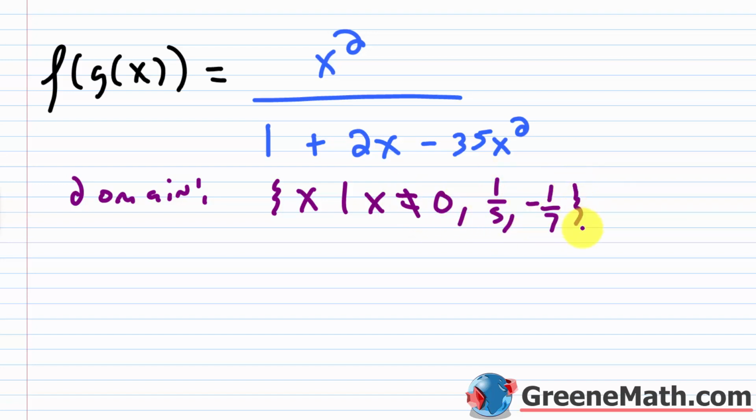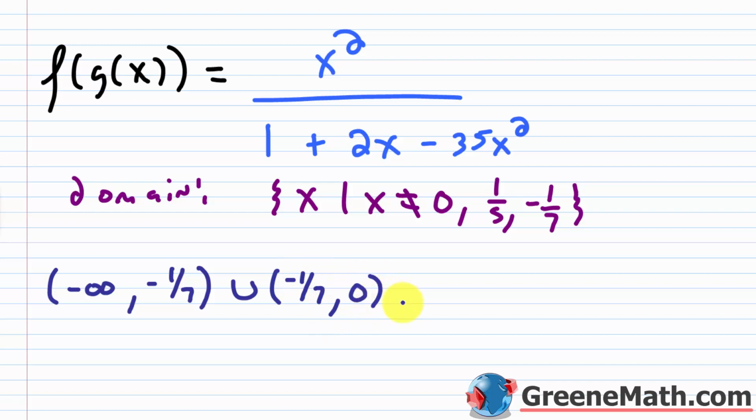Okay? So in interval notation, this is going to be from -infinity up to but not including -1/7. And then the union with, you'd have anything larger than -1/7 up to but not including 0. And then you would have the union with anything larger than 0 up to but not including 1/5. And then you'd have another union with anything larger than 1/5. Okay, so this one is really long when you write that in interval notation, but that's generally how I like to do it.